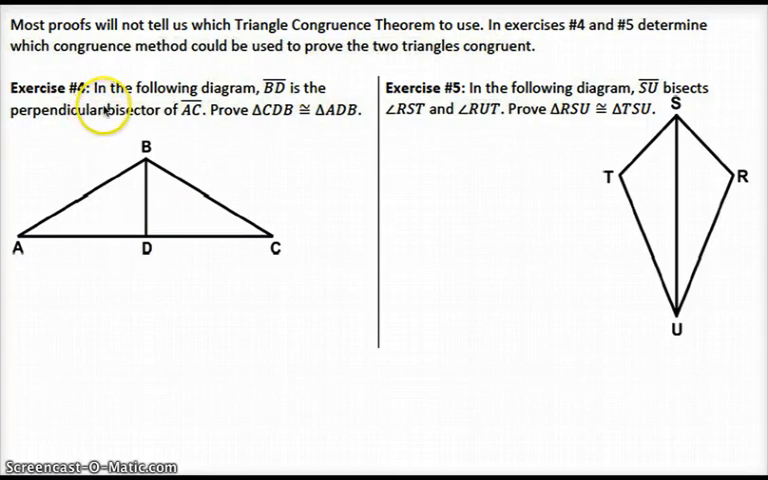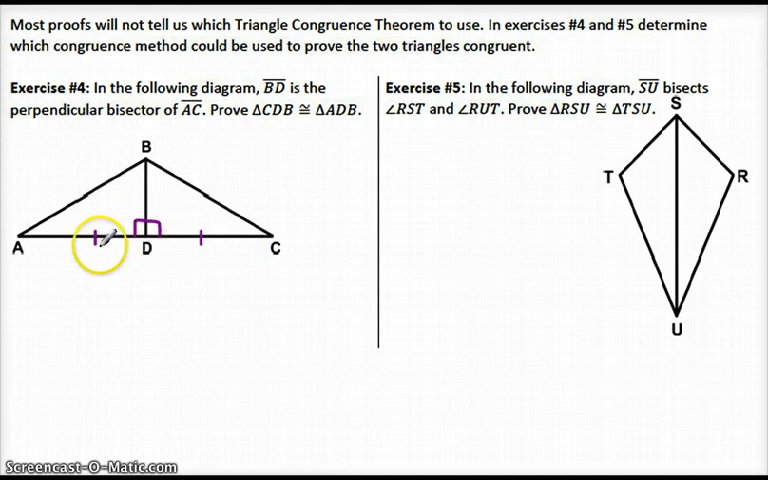In exercise number 4, we have the following diagram. BD is the perpendicular bisector of AC. And we're trying to prove the triangles CDB and ADB. So we have to think what we know about perpendicular bisector. As soon as you see bisector, we should know that that is cutting a segment into two congruent segments. So we would have AD congruent to DC. You can write that out if you want. And perpendicular, by now we should know, forms right angles. So we're going to have two right angles.